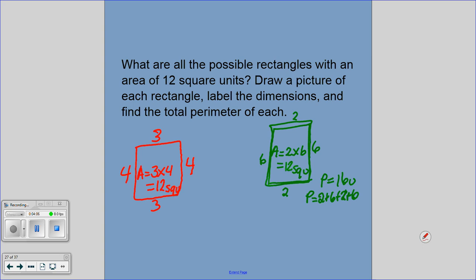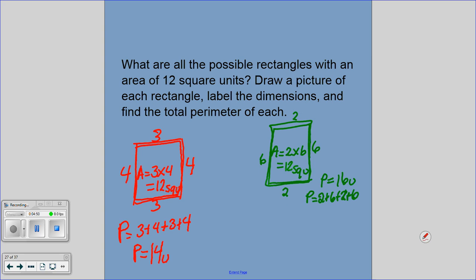3 plus 4 plus 3 plus 4. We did another walk around our shape. What's going to be the perimeter for this shape, Mason? 14 units. Very good. So we have two different rectangles that have the same area. They don't have the same perimeter, but they have the same area.